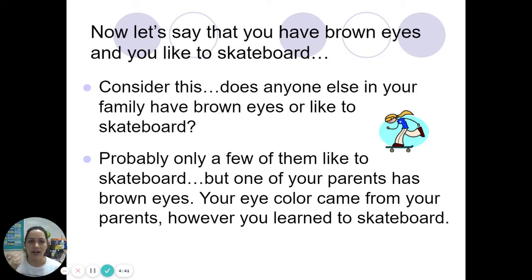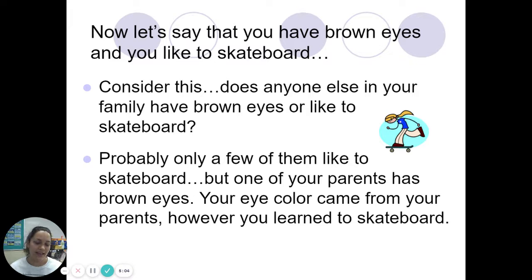So I just thought of my parents, but I also share some of those traits with my brother. My brother also has brown eyes. He also has brown hair, and he also has kind of curly-ish hair. It's not as curly as mine, but it's curly-ish. Okay, so I do share some of those traits with him, but that's because he inherited some of those traits from my parents. Okay, so let's move on.